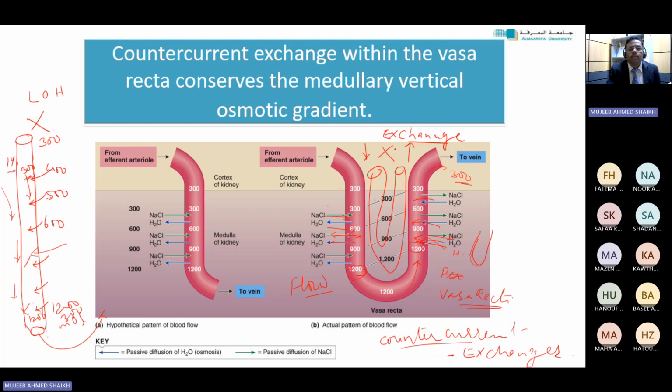And it is just maintaining the medullary interstitial osmolarity, right? So the function of vasa recti is to maintain the medullary interstitial osmolarity. Creation of medullary interstitial osmolarity is the function of the countercurrent multiplier.